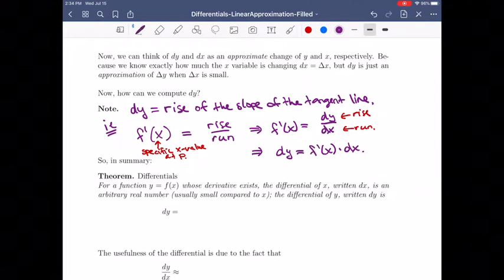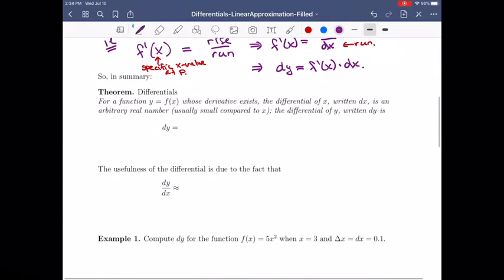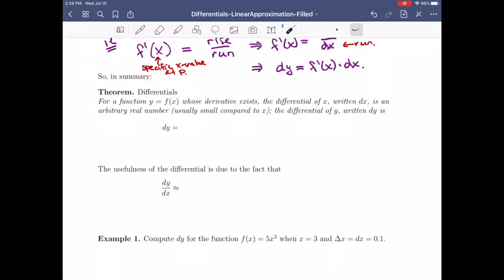This is the idea behind the differentials. So for a function y equals f of x, whose derivatives exist, the differential, that's what we call dx, is the differential of x. Oh, I already wrote that, sorry. Written dx is an arbitrary real number, something that we get to pick. The differential of y, though, is written dy, and the way that we compute it is f prime of x times dx. So that's how we compute this differential in y.